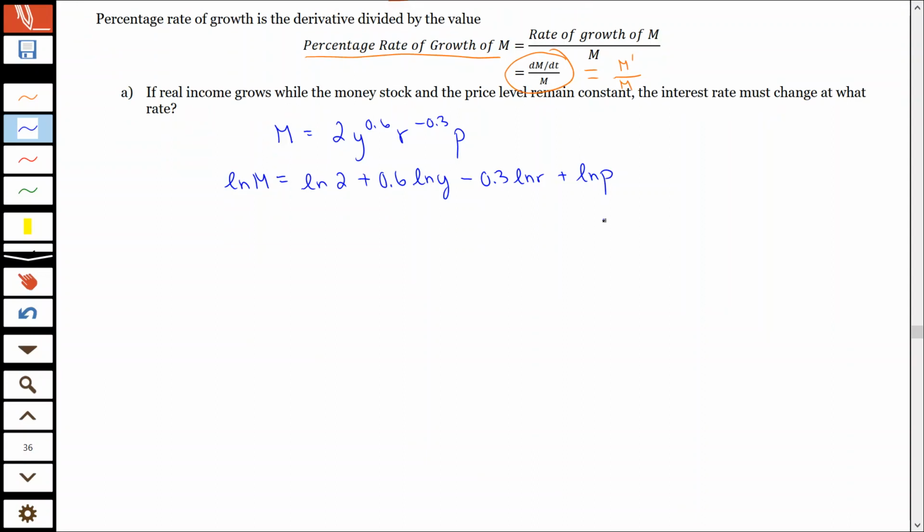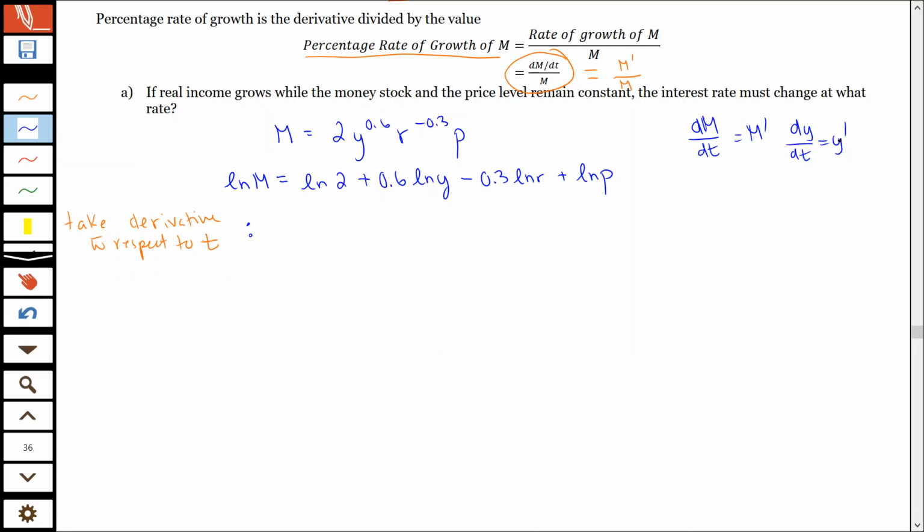Multiplication became addition. And so now when we take the derivative, we are taking the derivative with respect to time. We are assuming that each one of these things is changing with respect to time. We don't need to write dM/dt. We can write M prime, or dY/dt, we can write Y prime. We just want to recognize that these derivatives are all with respect to time. So we're actually taking an implicit differentiation with respect to time here, and it's always going to basically work out to be the same type of thing.